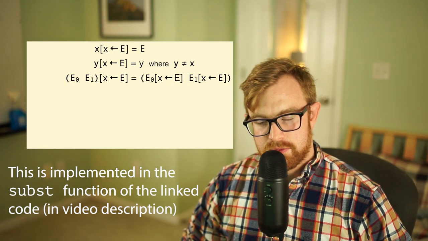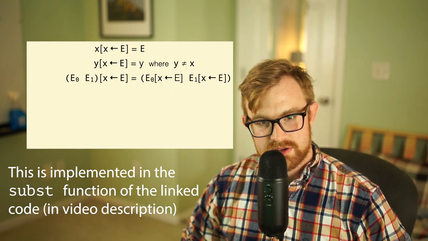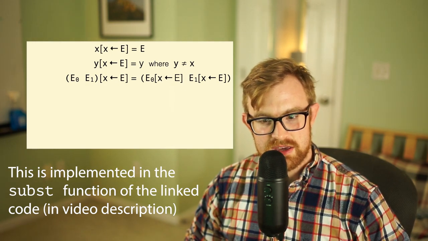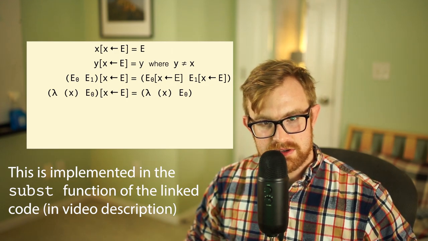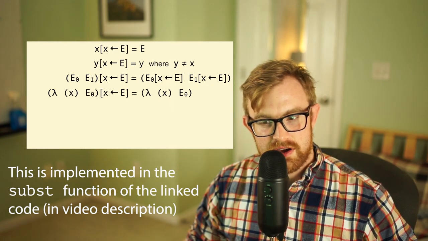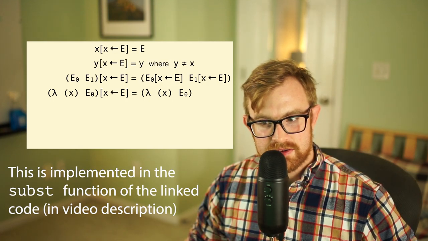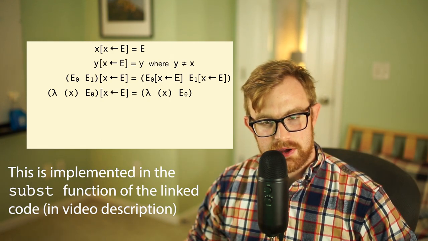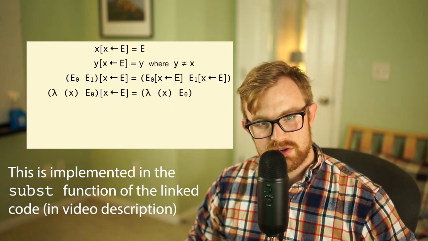All right, and then the application case turns out to be pretty easy as well because all I have to do is replace within the two sub-expressions e0 and e1. The more interesting cases are the lambda cases because they're the things that actually redefine variables. So in the case where I have a lambda x e0 and I'm replacing x with e, I actually just leave this one alone. I actually stop my substitution. I don't traverse anywhere into e0.